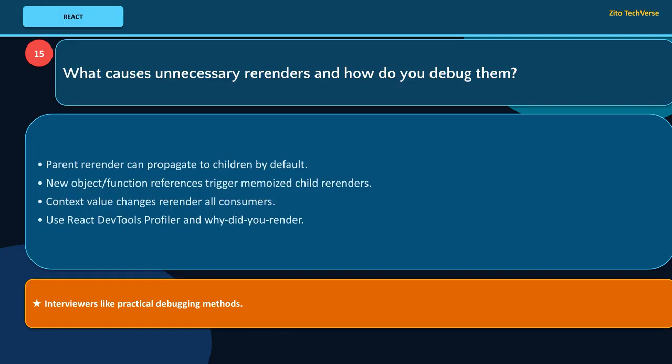What causes unnecessary re-renders and how do you debug them? Often, parent re-renders propagate to children by default, or new object references trigger re-renders. Context changes also impact all consumers. Use tools like the React DevTools profiler and the Why Did You Render library to track down these culprits.